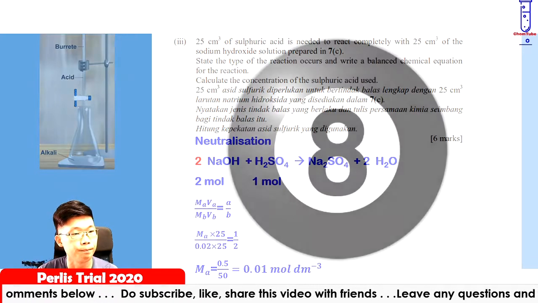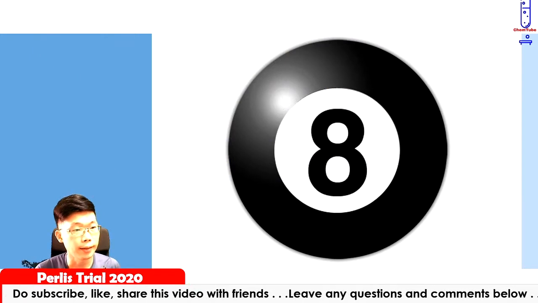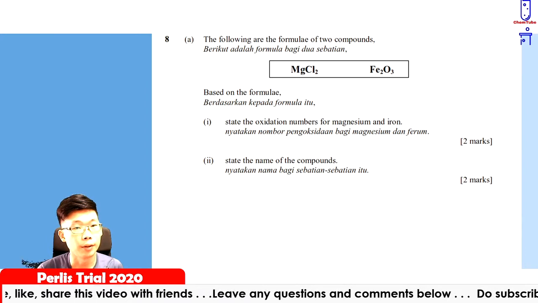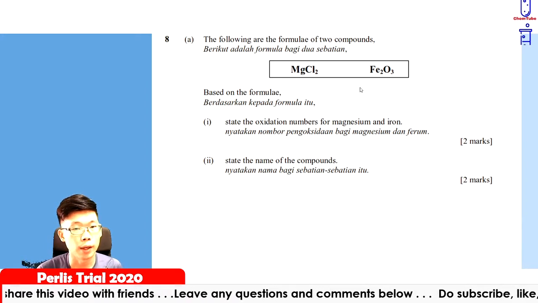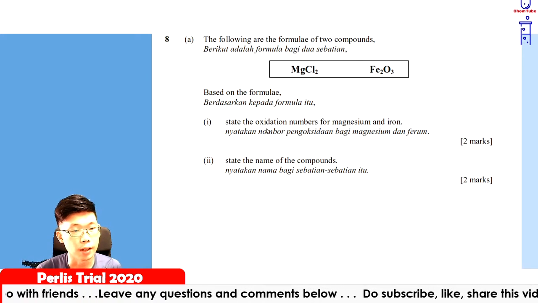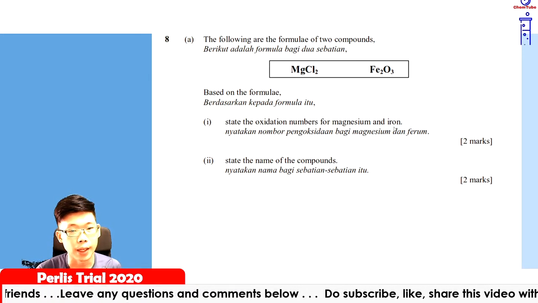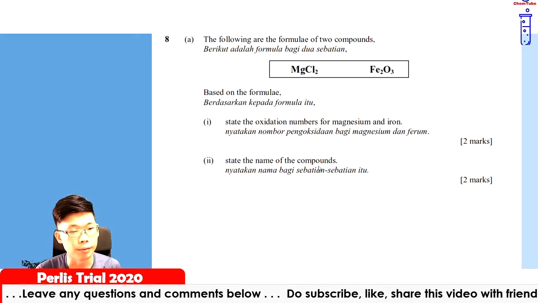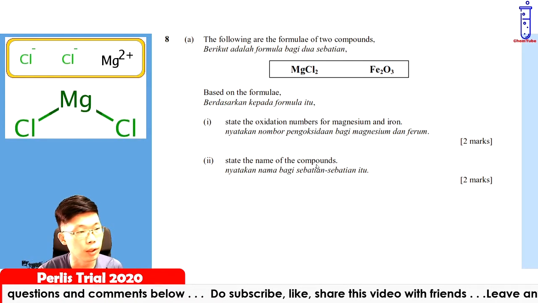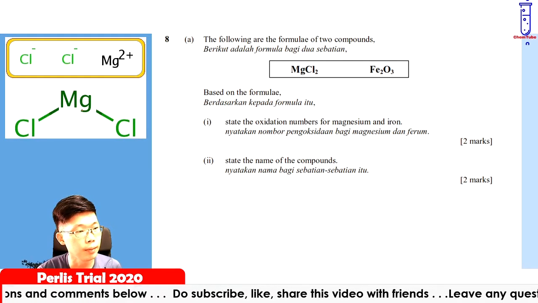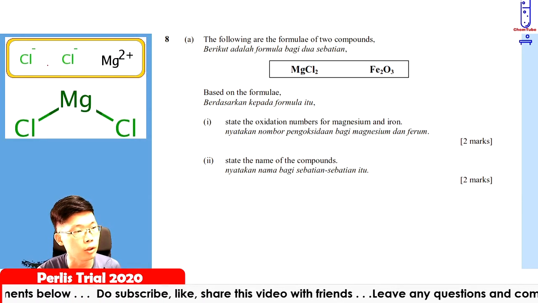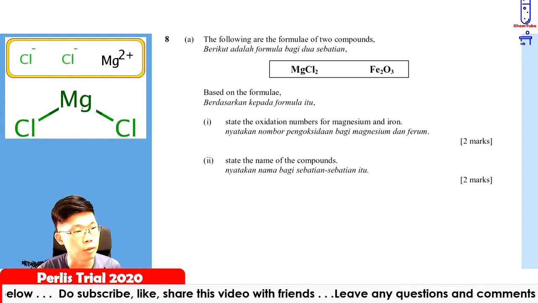Okay. Now we look at question number 8. The following are formulae for 2 compounds, MgCl2 and Fe2O3. Based on the formulae, state the oxidation numbers for magnesium and iron, and then state the name of the compound. Let's look into the structure. MgCl2 means it consists of magnesium ions and 2 chloride ions. So it forms MgCl2.